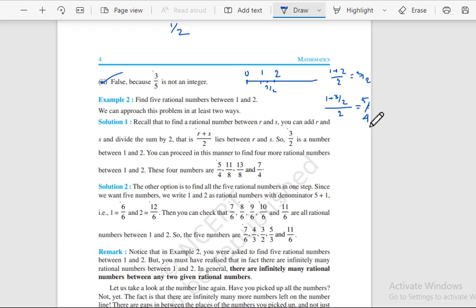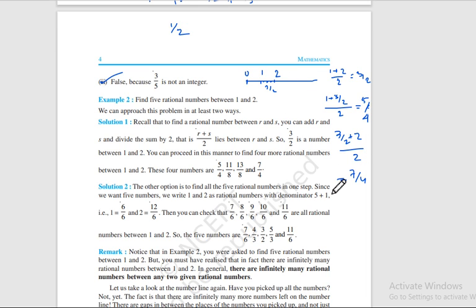Then we take 5 by 4 plus 1, then we get another. We add 3 by 2 plus 2, that is (3 by 2 plus 2 by 2), then we get 7 by 4. 7 by 4 will be in the middle between 3 by 2 and 2. So this is how we can find how many.